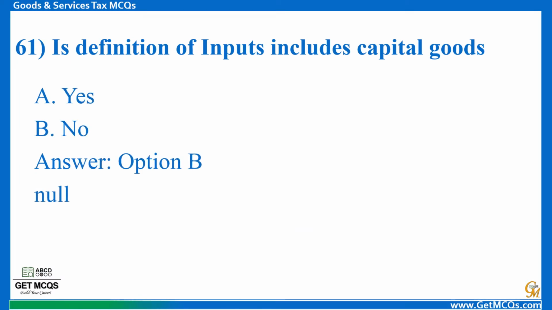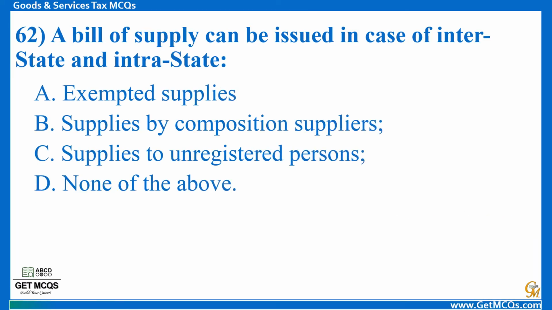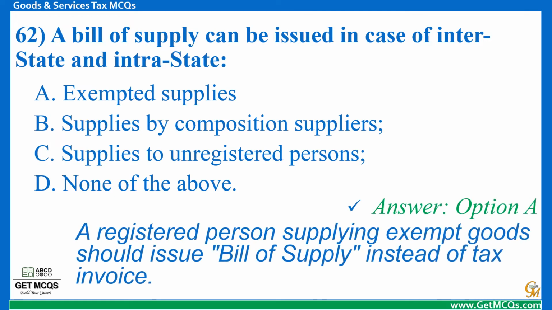61. Is definition of inputs includes capital goods? Answer: Option B. 62. A bill of supply can be issued in case of interstate and intrastate. Answer: Option A. A registered person supplying exempt goods should issue bill of supply instead of tax invoice.